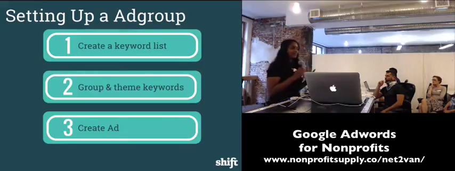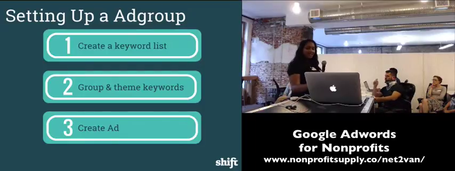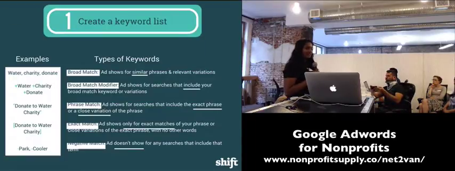So here are the 3 steps to setting up an ad group or a campaign. First, you create your keyword list, then you group your keywords and theme them, and then you create your ad. Starting with the keyword list, there's a few different types of keywords that you can put in.